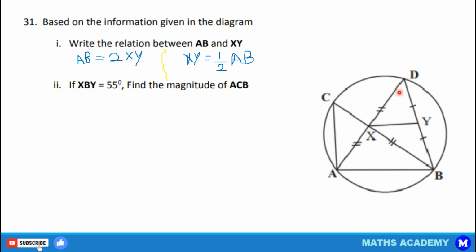So if this angle is 55 degrees, this angle will also be equal to 55 degrees because they are on the same segment. That means they are on the same circumference with the same base. The base of this triangle is AB and the base of this triangle is also AB, and they lie on the circumference of the circle. So this angle and this angle will be equal. Since this angle is 55 degrees, this angle will also be equal to 55 degrees. Therefore ACB will be equal to 55 degrees. So now let's write them down.